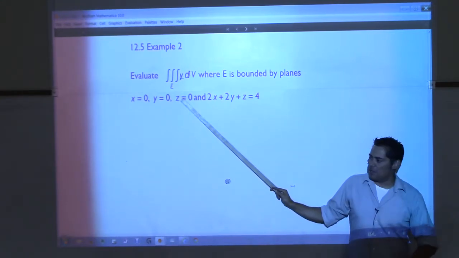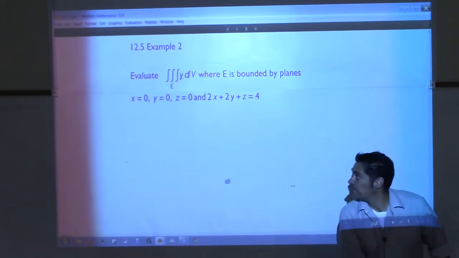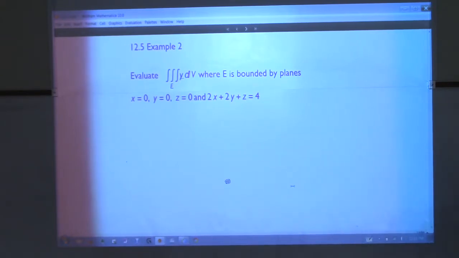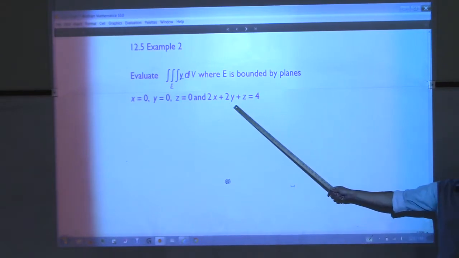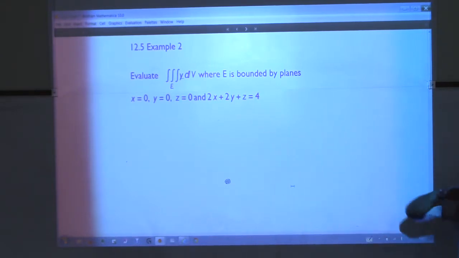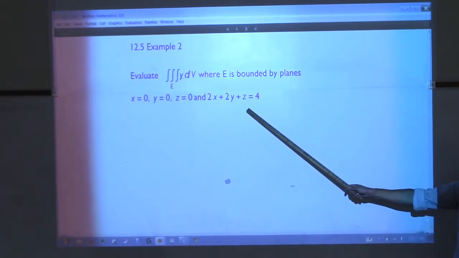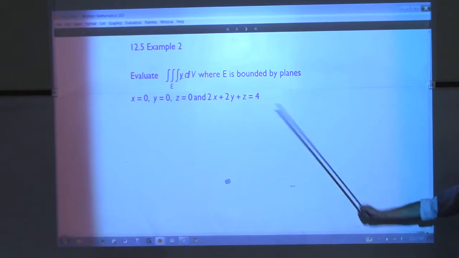So we're basically looking at all the coordinate planes and then this thing, which is again another plane, and it has some sort of tilt to it, right? What's the direction of the normal vector of that plane? 2, 2, 1, right? Okay.